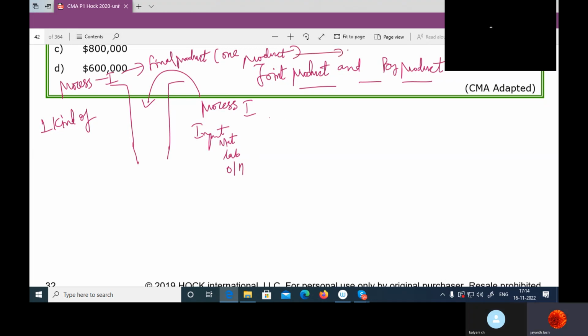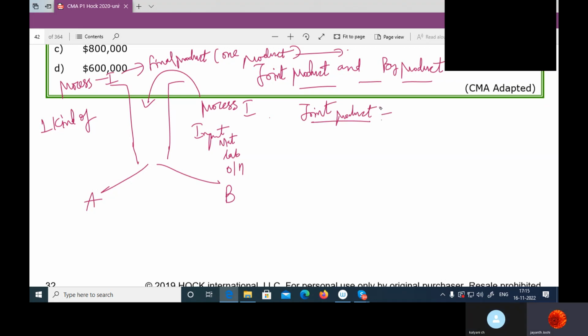But if let's say process one is giving two different products, that is product A and product B, then what we will say about this? This will be called joint product. Am I right? What is the joint product? Joint product.